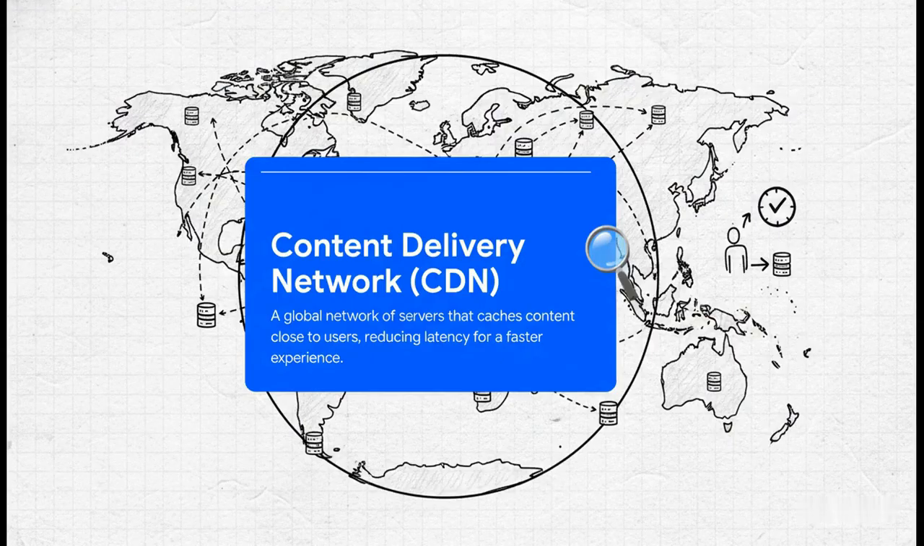And that brings us to the really clever solution, the Content Delivery Network, or CDN. So instead of one server in California, a CDN puts copies of the content on thousands of servers all over the globe. That way, when you request that video in Tokyo, you don't get it from California. You get it from a local server maybe just a few miles away. This slashes the travel time and makes everything feel almost instantaneous.